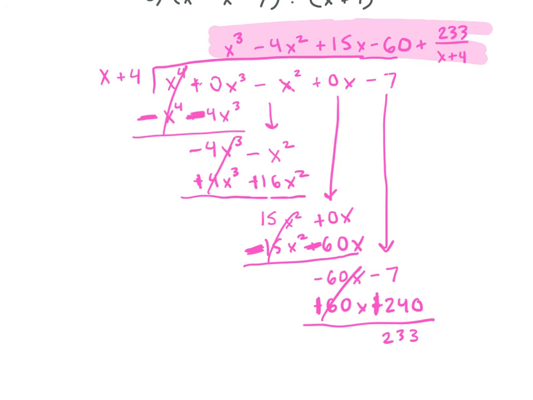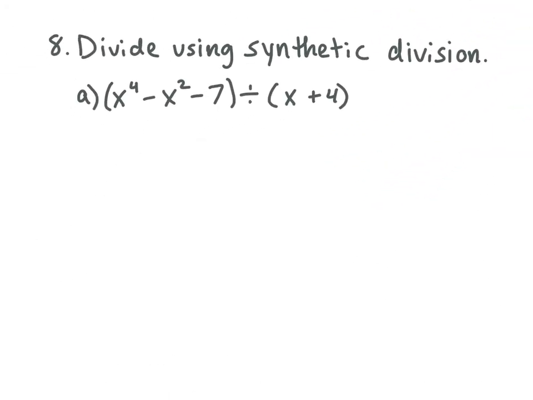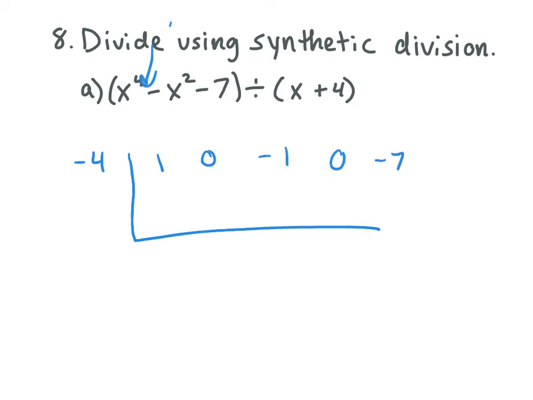Alright, let's take a look at A, the next one. 8A. So we're dividing using synthetic division. What goes on the outside? Negative 4. What goes on the inside? 1, 0, negative 1, 0, and negative 7. Cannot forget that we have a 0x cubed in here and a 0x.